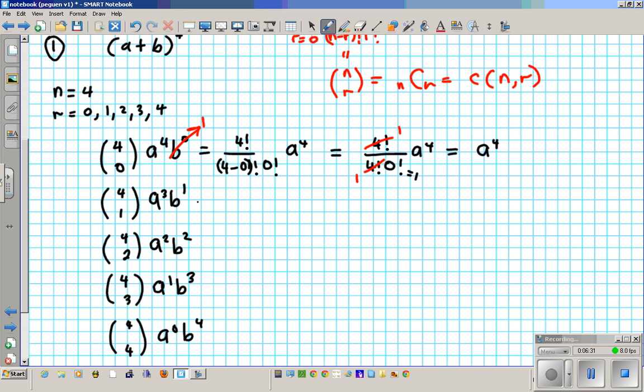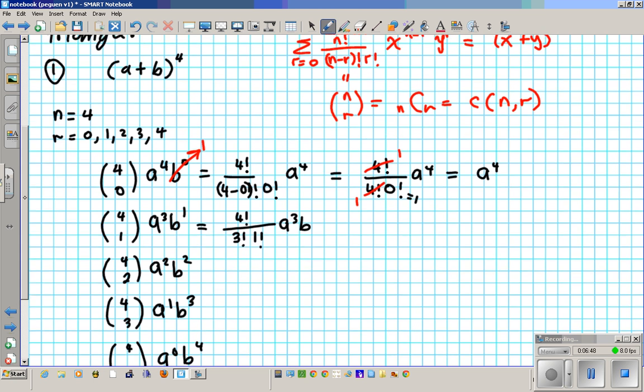Next, I'm going to start skipping steps a little bit. So I'm going to have 4 factorial divided by 4 minus 1 factorial goes here, which is 3 factorial, and then r is just going to be 1 factorial, and then times a to the 3rd b.